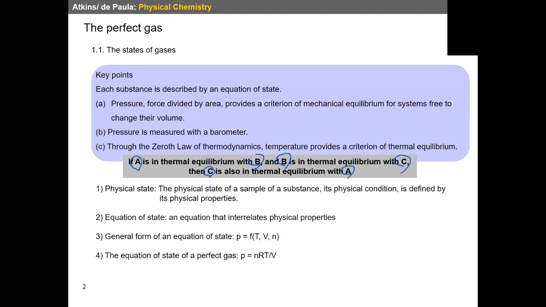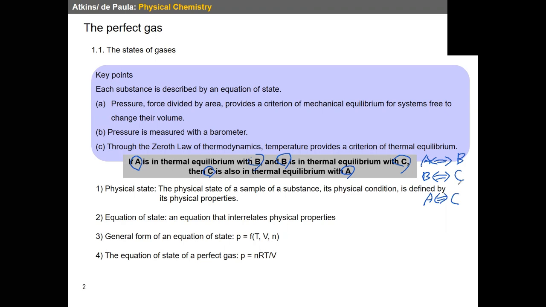What do you think about this law? Actually, it looks pretty simple. So if A is in thermal equilibrium with B, and B is in thermal equilibrium with C, then A is also in thermal equilibrium with C.